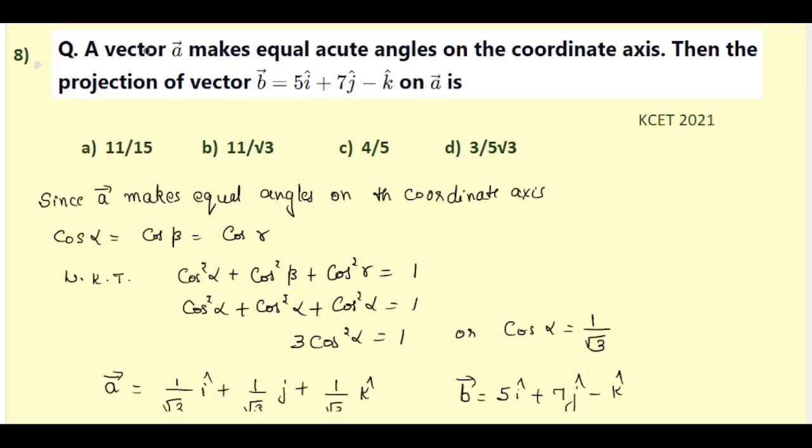Question number 8. A vector A makes equal acute angles on the coordinate axis. Then the projection of vector B on A vector is. So what is given? Vector A makes equal acute angles on the coordinate axis. So the angles are equal, that is cos alpha will be equal to cos beta equal to cos gamma. So we can replace beta and gamma by alpha. So we get cos square alpha plus cos square alpha plus cos square alpha equal to 1. 3 cos square alpha equal to 1, or cos alpha equal to 1 by root 3.